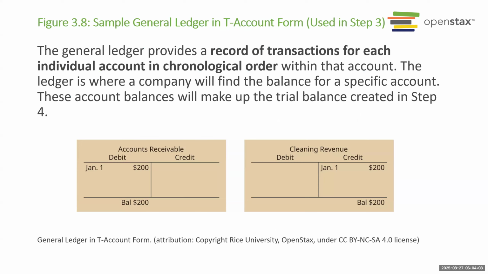So here we see an example of a transaction. We record these in chronological order. If we're doing it daily, that just makes sense. And we have specific accounts. So here we have accounts receivable and cleaning revenue. We provided the cleaning service to a customer. So for revenue, we credited $200. And they didn't pay us in cash, they paid us on account. So we debited accounts receivable by $200.